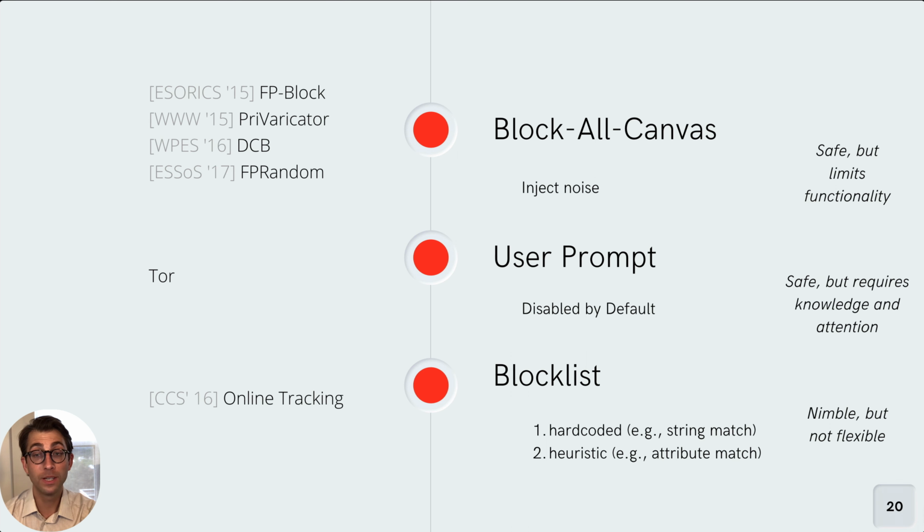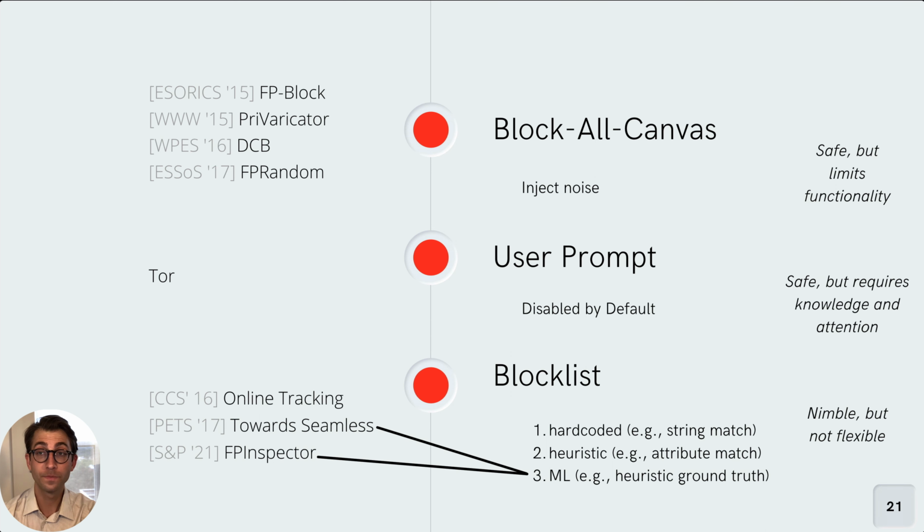These approaches are fairly nimble because they don't block things on a very large scope, but they're not as flexible as we might hope because they're taken when we have a snapshot of what the canvas images used for fingerprinting look like. And those may change over time, and so you have to update the heuristic or the hard-coded lists.